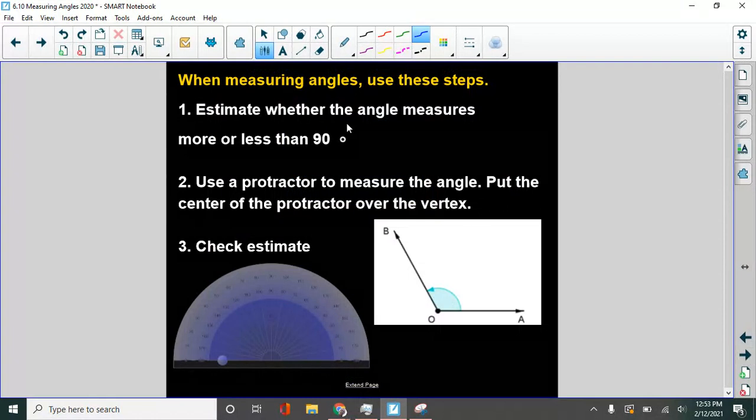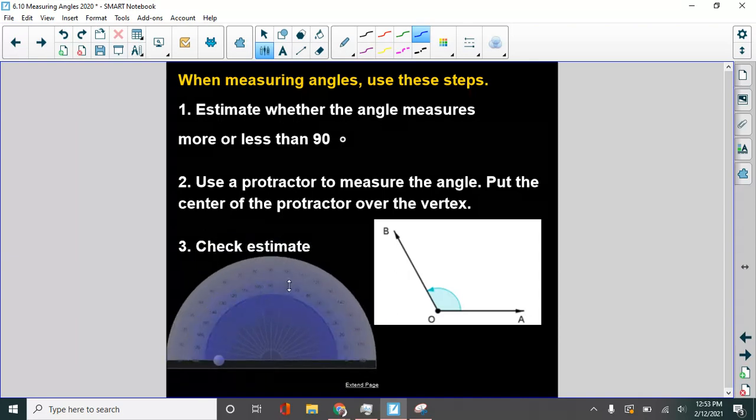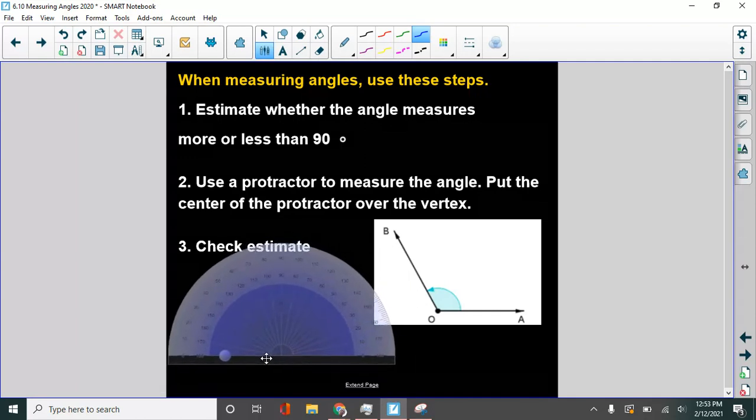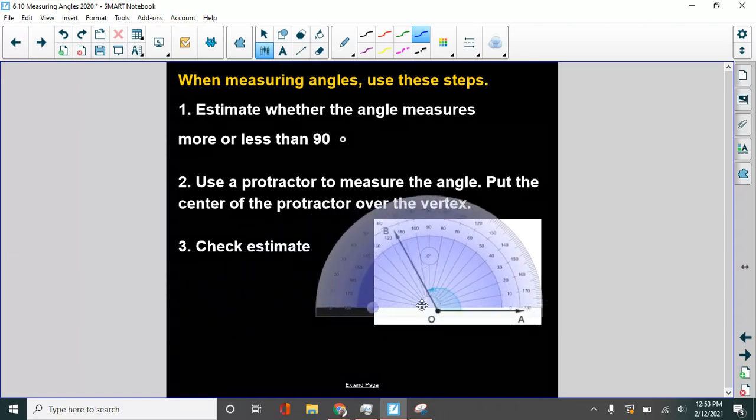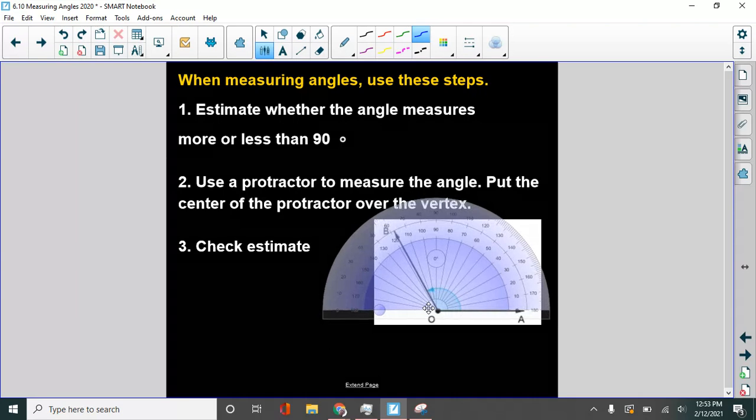Okay, so as we talked about, right, kind of doing some estimating. I mentioned that you had to know the type of angle we're going to be measuring. Watch me. So we can take the center of this protractor. Watch how I'm going to drop it right here on the vertex. You see, it kind of looks like a sun, doesn't it? I like to call it the center of the sun. We put the center of the sun right there on the vertex of the angle.